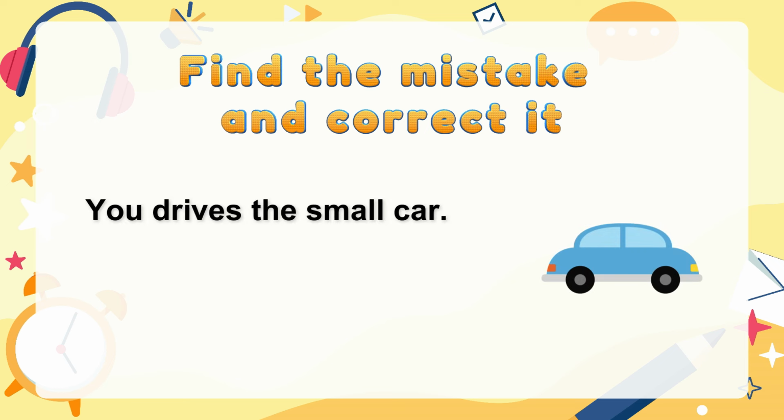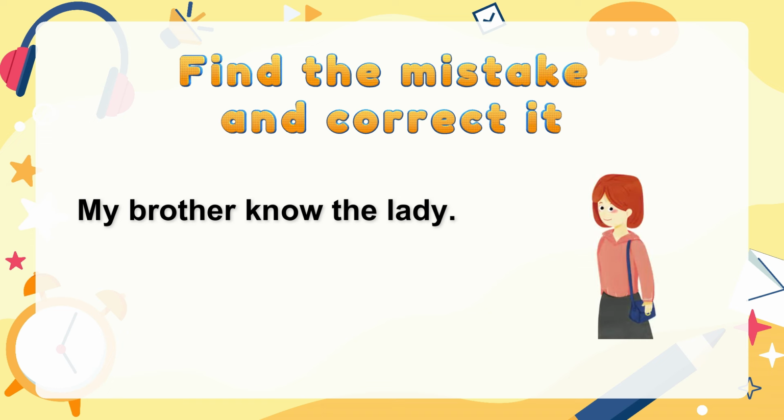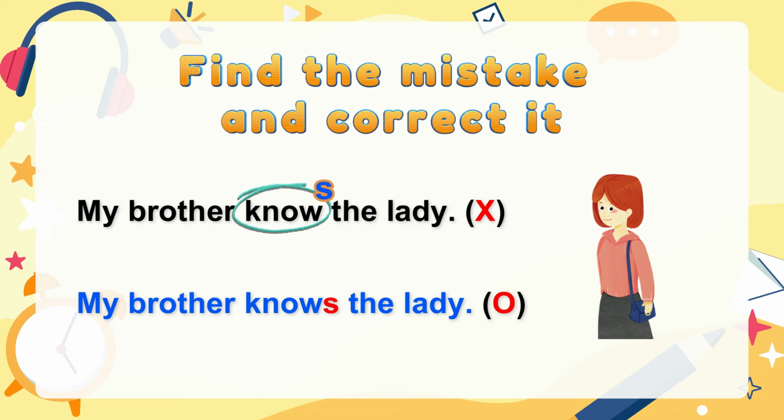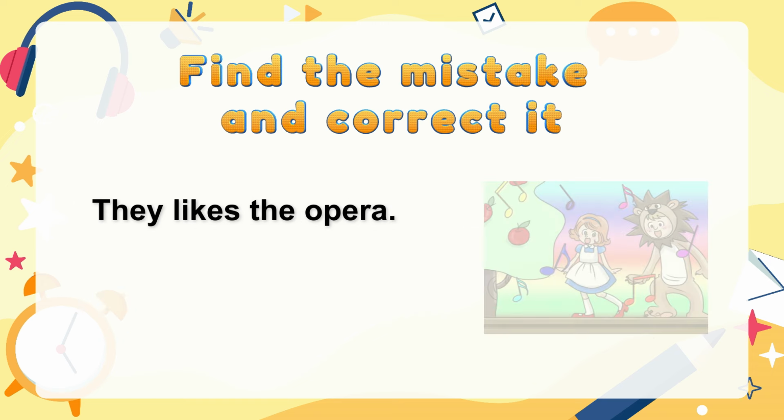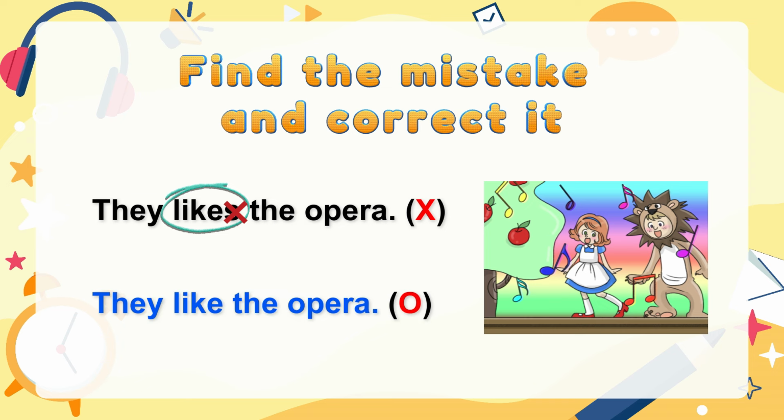You drives the small car. The verb drives should not have an S. You drive the small car. My brother know the lady. The verb know should have an S. My brother knows the lady. They likes the opera. Likes should not have an S. They like the opera.